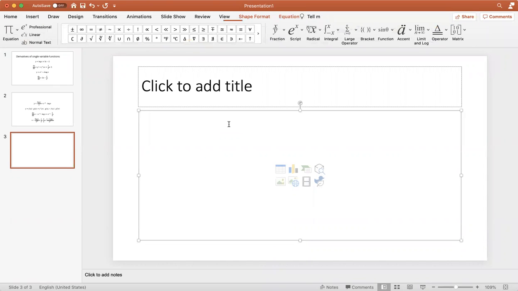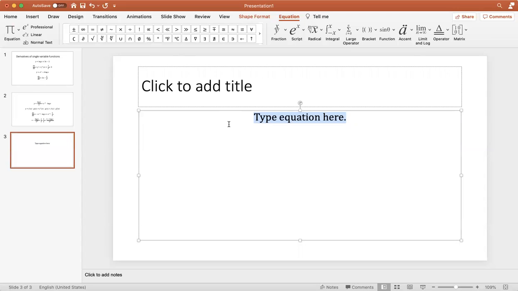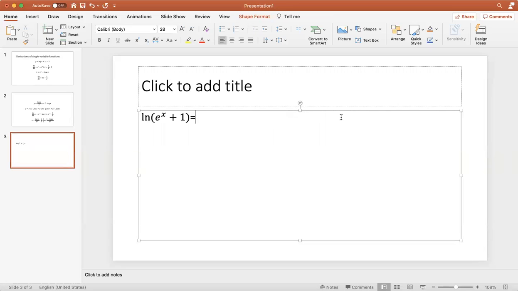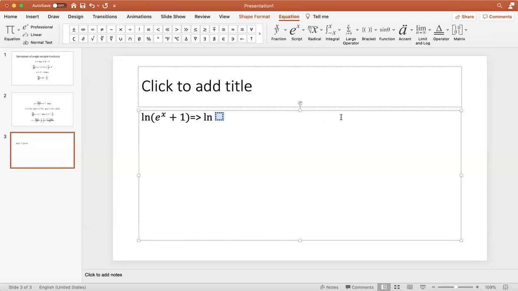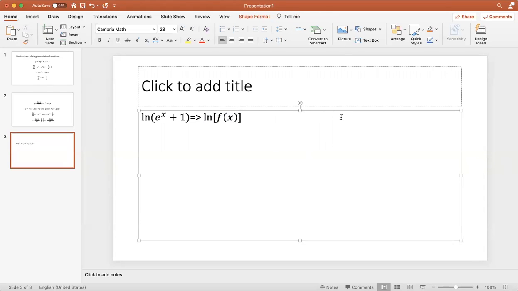Suppose you have an expression ln(e^x + 1). Just a gentle reminder, if you see an expression like this, it just indicates that you're taking the log of this, and basically this is a log function whose argument is e^x + 1. So the argument will be another function. It's analogous to having ln of another function. Okay, so ln f(x), right?